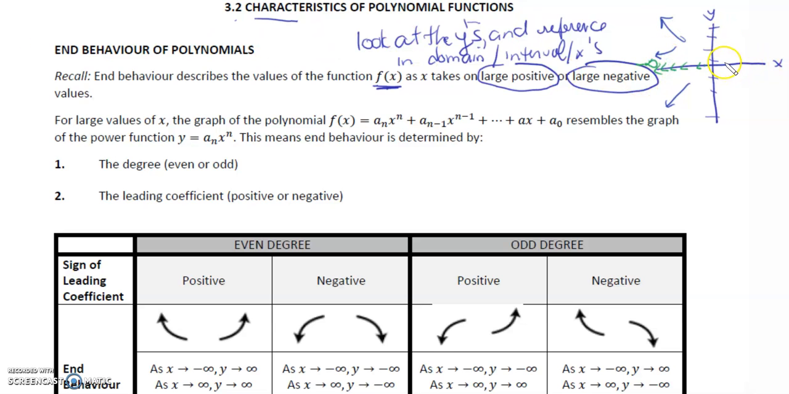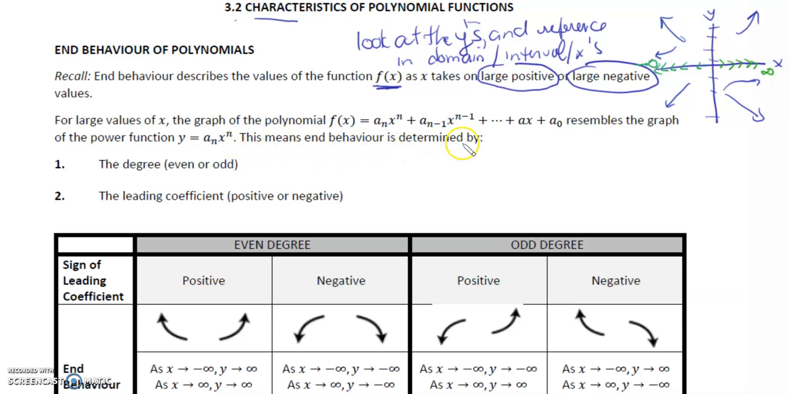And then we're going to talk about as x approaches positive infinity, which is going to be a really, really large positive number, what's y doing? Is it approaching infinity, negative infinity, or approaching an asymptote? We're going to get into this in graphing. So for large values of x, the graph of the polynomial function resembles the graph of the power function.